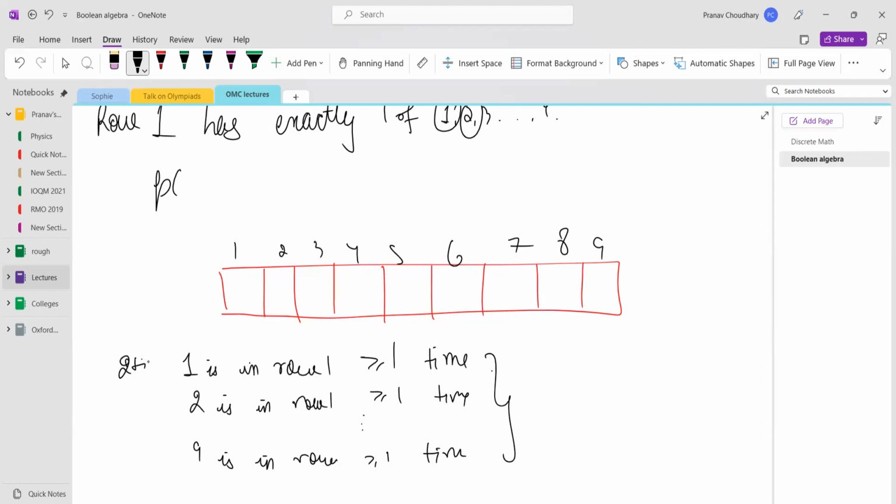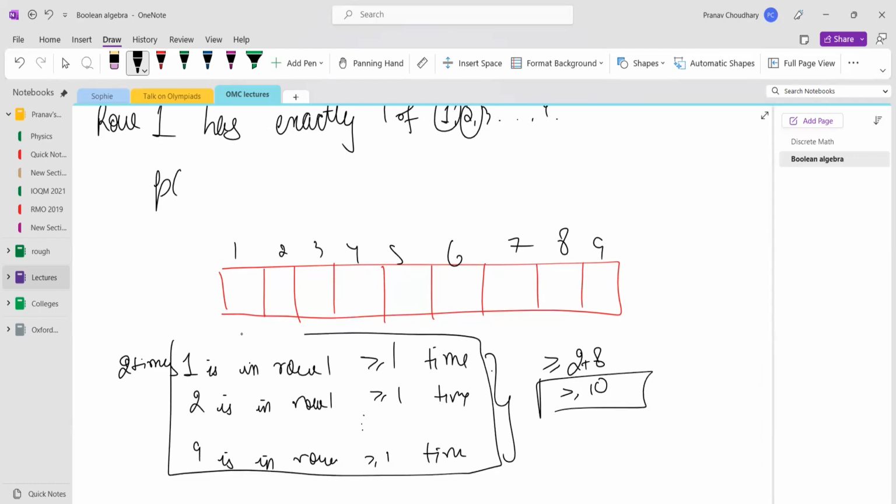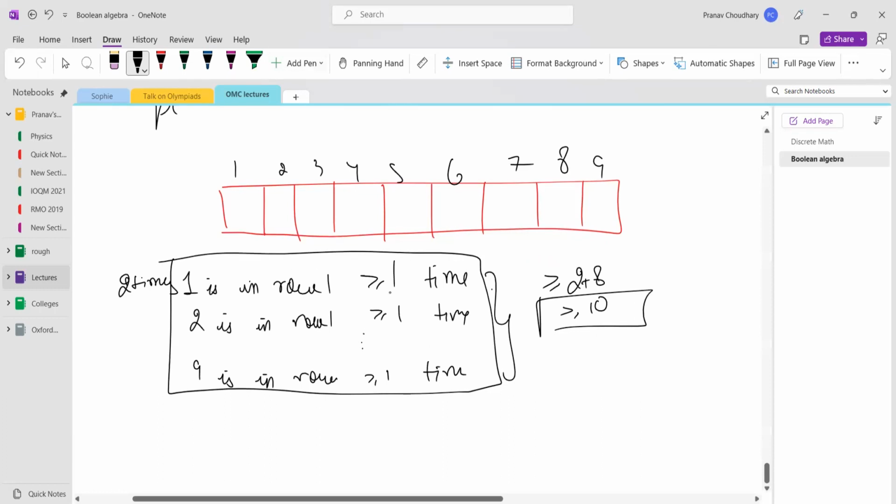Because imagine that 1 is, let's say, 2 times in this row, and the other numbers are at least one time, right? Which means there must be at least 2 plus 8, which is at least 10 cells in the row, which is not possible. So if this set of conditions is true, this automatically implies that all these numbers are exactly once. Okay. So now how do we check this?